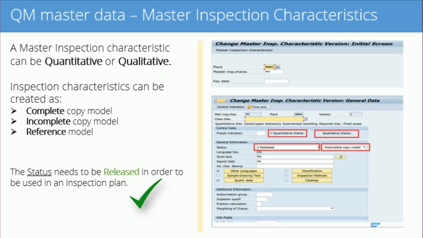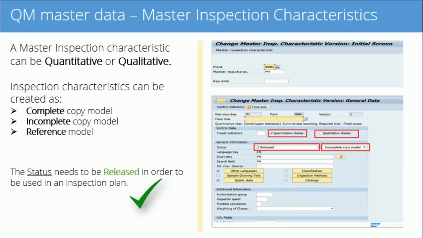Whereas a qualitative MIC can be the color of corn, for example, golden color, pale yellow or yellow. There is no value in terms of a number associated with it. Hence, it is termed a qualitative characteristic.